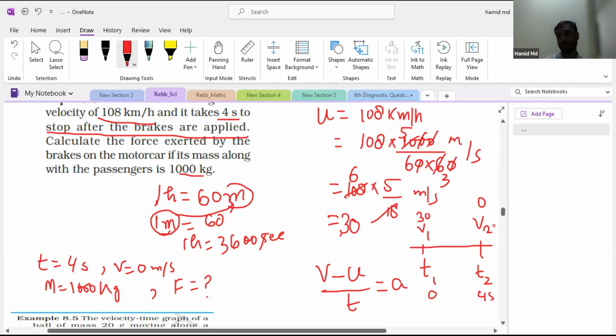Okay, so how will we define it? See, v minus u, then instead of t, we will write 4 seconds minus 0. Final minus initial velocity, similarly final time minus initial time. Got my point? Sir, both are 0. Which quantity are you talking about?